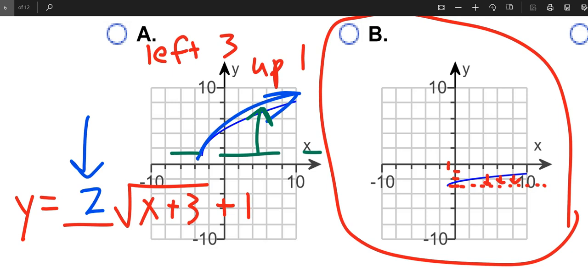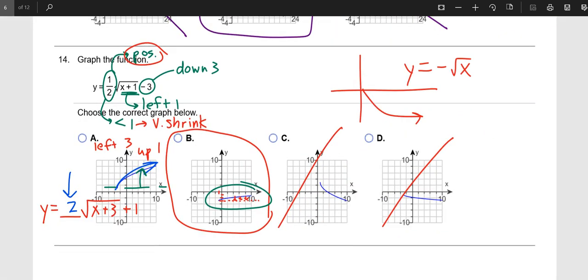It looks like it's being stretched, as you can see from this one over here, where it looks like we shrunk it down, which is why that was the answer choice for 14, because of the 1/2 causing it to shrink in the vertical direction.